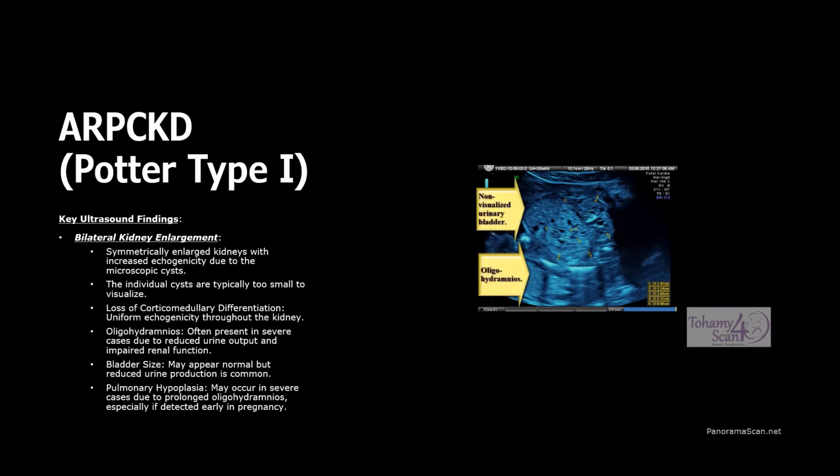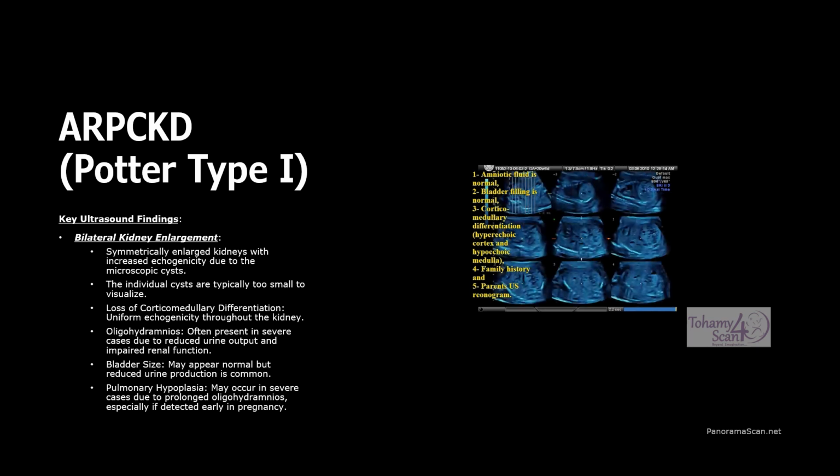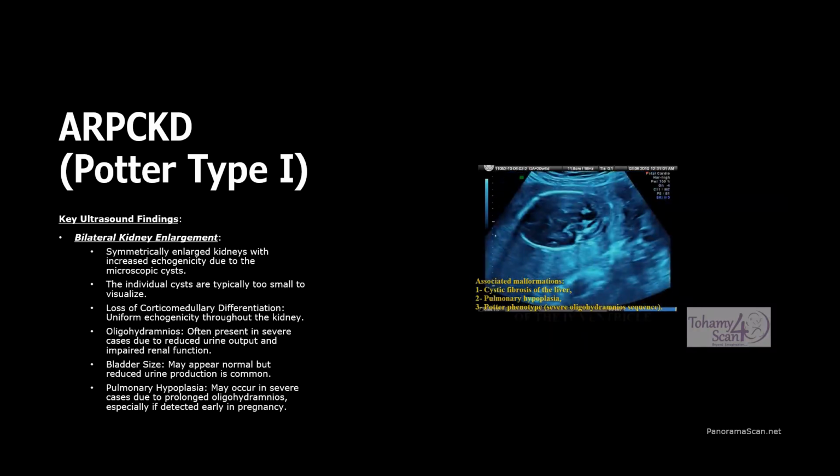Pulmonary hypoplasia is a well-known consequence in severe cases, often due to the prolonged oligohydramnios. This is particularly concerning if ARPKD is detected early in pregnancy. These findings together are crucial in making the diagnosis and assessing the severity of ARPKD in the fetus.